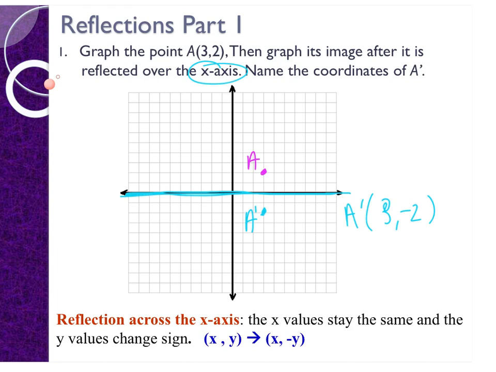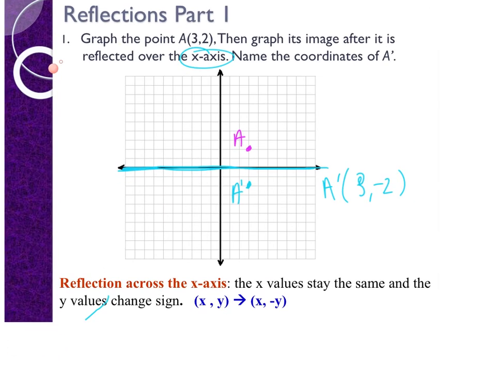Reflection across the x-axis: the x value stays the same and the y value changes sign. So just like here, for A it was 3, 2. When I reflected across the x-axis, my x stays the same and my y went from a positive to a negative.